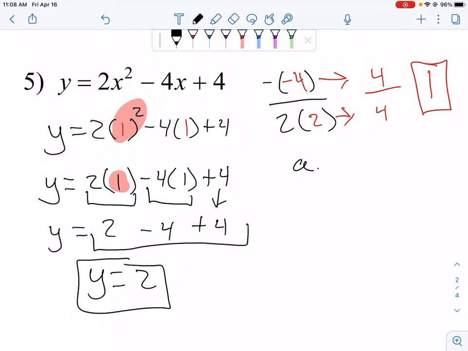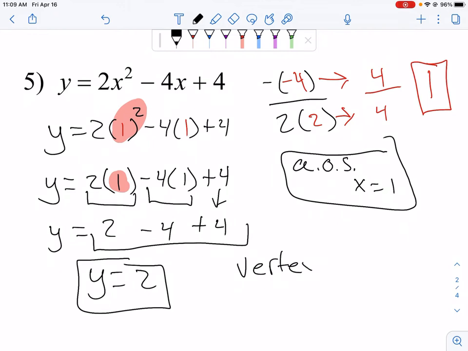On my axis of symmetry was x equals 1, which means my vertex is my x value, comma, my y value.